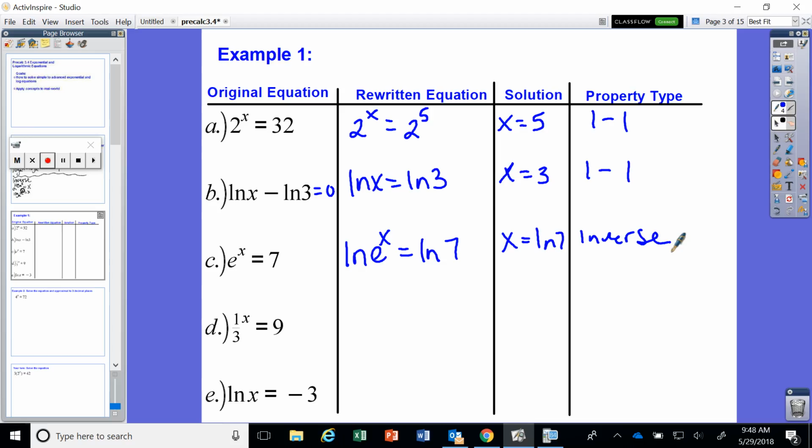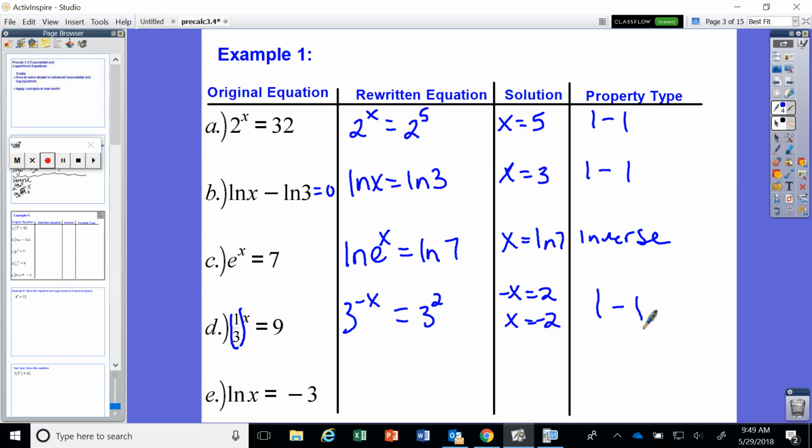All right. What about here? I should probably put some parentheses around this as well. 1/3 to the x. Well, do we all agree that 1/3 is the same thing as saying 3 to the negative x? And we also agree that 9 is the same thing as 3 squared. Why am I doing this? Because now with the same bases, the exponents must be the same, so x must equal -2 for them to work. Once again, here's an example of a one-to-one property being used.